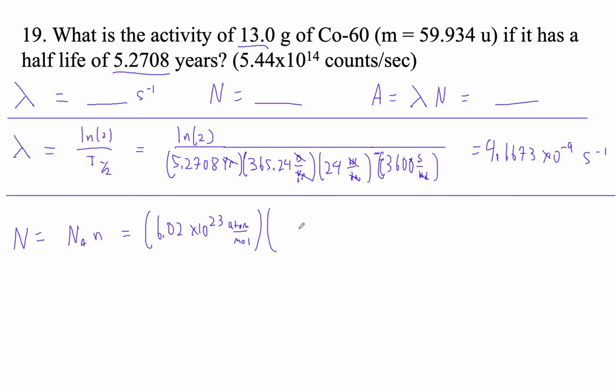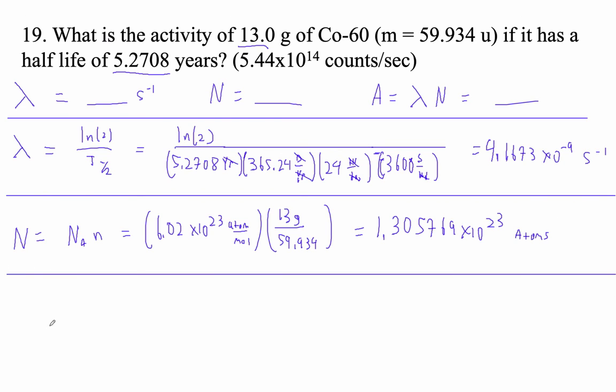And then we're going to multiply that by the moles we have. So it's 13 grams divided by 59.934 grams per mole. Okay, so 6.02 times 10 to the 23rd times 13 divided by 59.934. This is a whopping 1.305769 times 10 to the 23rd atoms. All right, now we're ready.